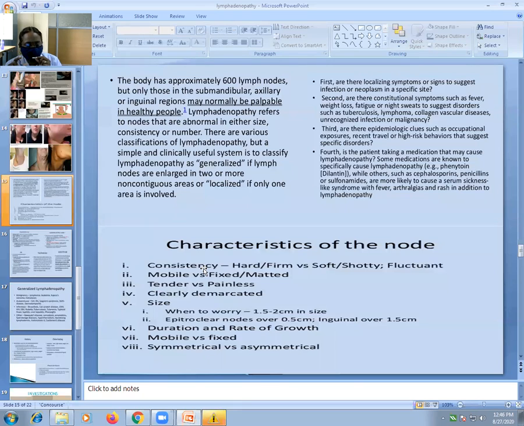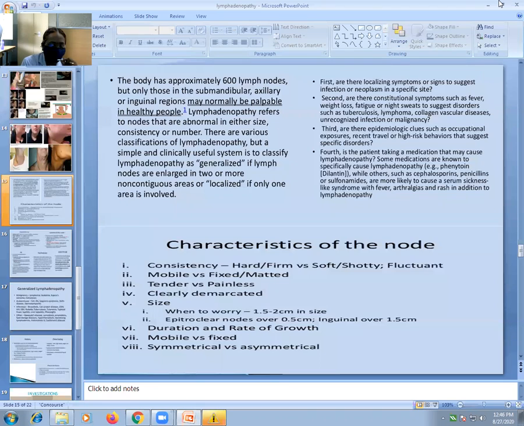Then consistency of the lymph node. There are three types of consistency: hard, firm, or soft. Soft and fluctuant consistency is always seen in acute bacterial infection. Firm consistency is usually seen in viral infections, tuberculosis, and lymphoma, particularly Hodgkin's lymphoma. And hard consistency is usually suggestive of underlying malignancy. So consistency is either soft, firm, or hard.